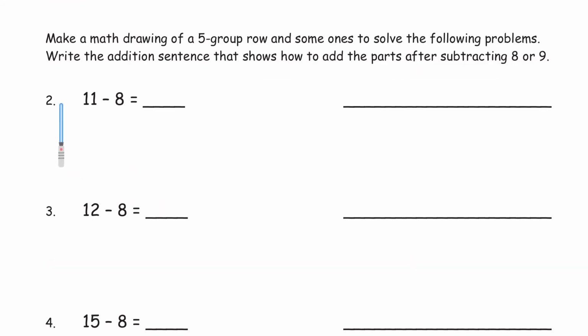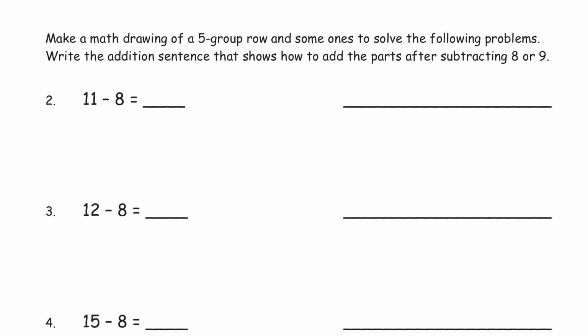So here we're looking at numbers 2, 3, and 4. The directions are: make a math drawing of a 5-group row and some ones to solve the following problems. Write the addition sentence that shows how to add the parts after subtracting 8 or 9. Oh, we got this, boys and girls. All they want us to do is to model or draw out what we're doing. And then when we box up and add up, we're going to write the add up portion right here.